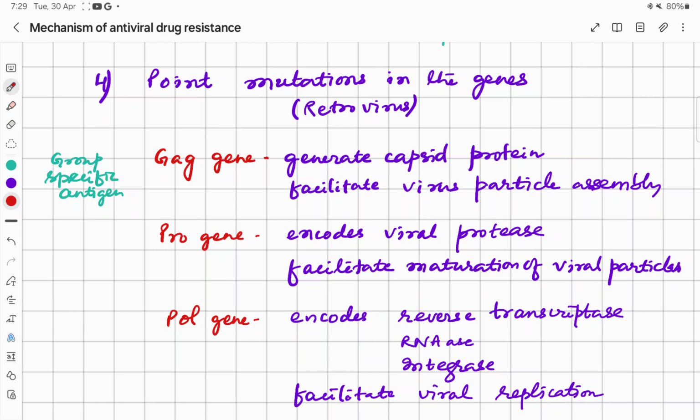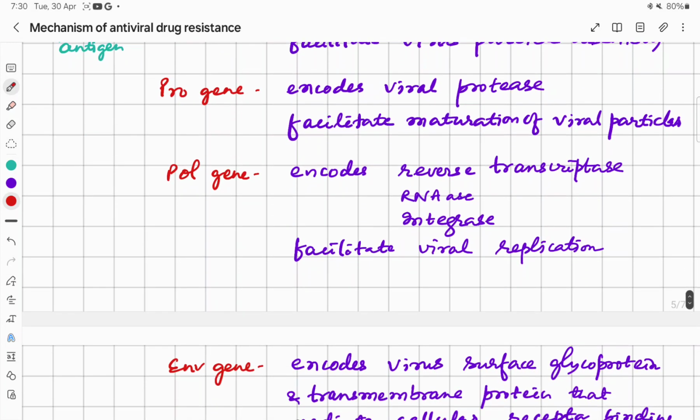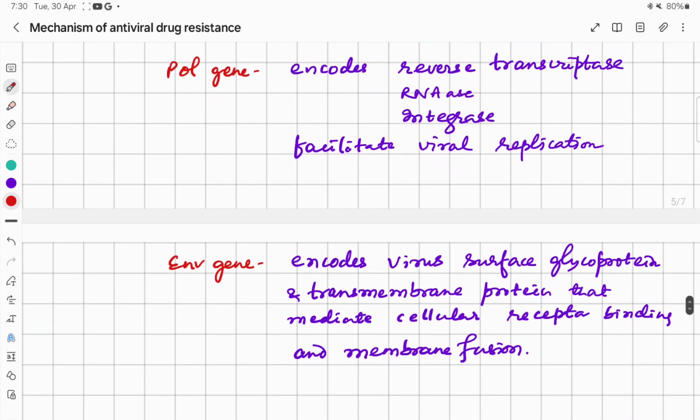Already we have discussed 4 genes: GAG, PRO, POL and ENV gene. GAG was initially named because of group specific antigen. This GAG gene generates the capsid protein and facilitates virus particle assembly. PRO gene encodes viral protease and facilitates maturation of viral particles. POL gene encodes reverse transcriptase, RNase, integrase and facilitates viral replication. And ENV gene encodes virus specific glycoprotein and transmembrane protein that mediate cellular receptor binding and membrane fusion.